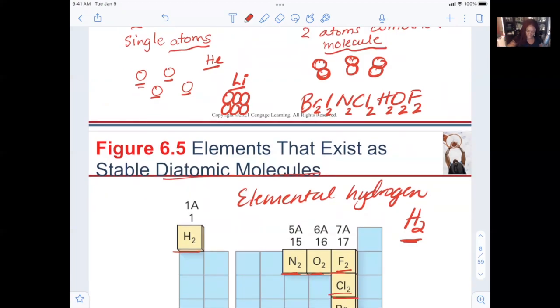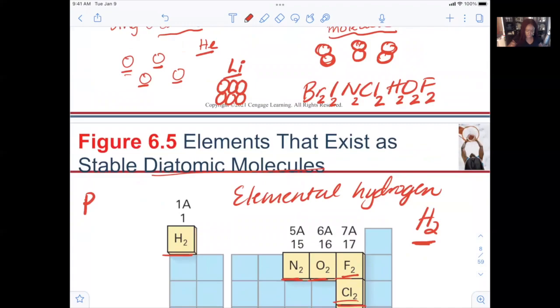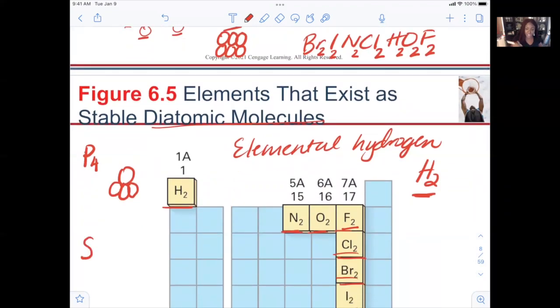Now we do have others such as phosphorus. Phosphorus actually exists as tetraatomic molecules. It will have 4 units in a tetrahedral geometry. And then we have sulfur. Sulfur exists as 8 atoms tied together. Okay, so you have 1, 2, 3, 4, 5, 6, 7, 8 tied together to make one molecule of sulfur. When you have sulfur by itself, you see 8 atoms connected together. With phosphorus, you will see 4 atoms connected together, okay?